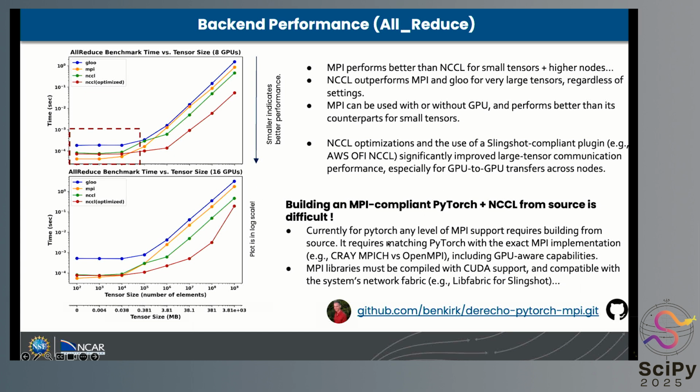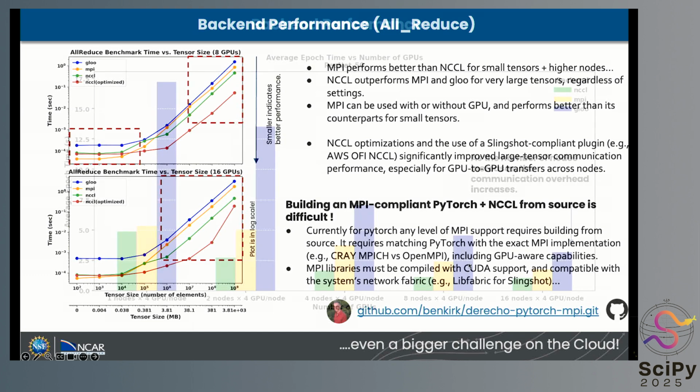But the big difficulty here is that building an MPI-compliant PyTorch with NCCL is very, very difficult. So at NCAR, we have created a framework for building PyTorch with MPI and NCCL. But this is a pain point for a lot of people, and it's also a bigger challenge on the cloud. The cloud providers struggle with the same thing.